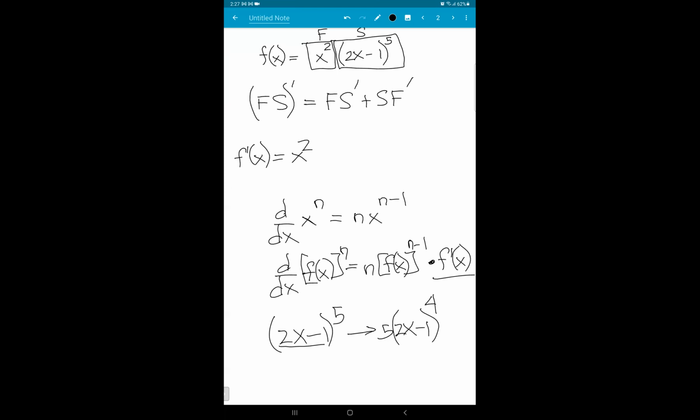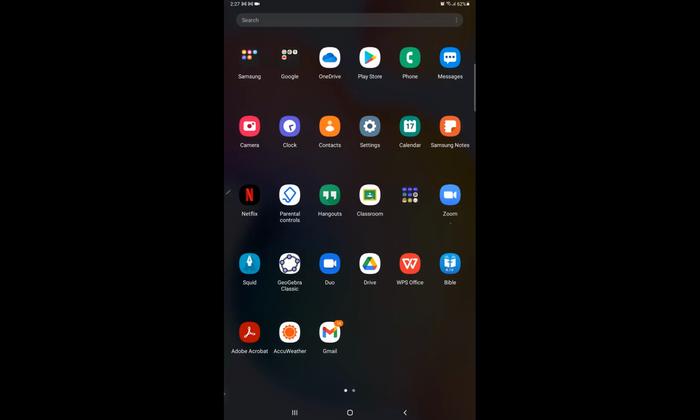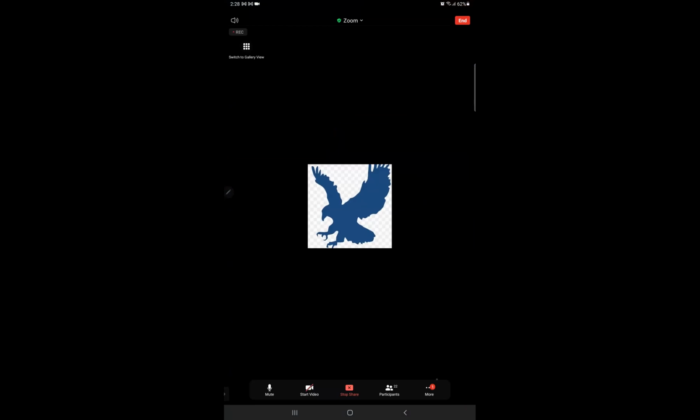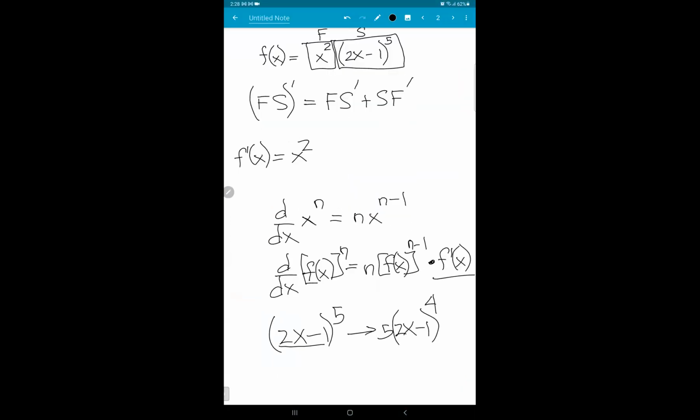Let me see if I can switch. I'm not connecting my laptop to the same data connection so as not to divide the bandwidth, which will make the connection slower. So let me see if I can see, somebody chatted. Only good afternoon, sir.